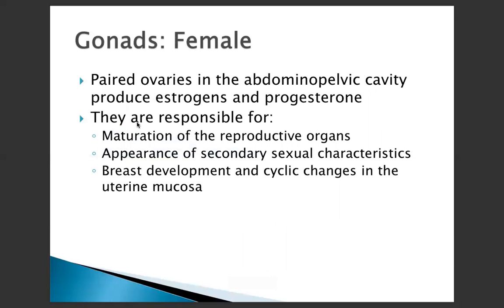Paired ovaries in the abdominopelvic cavity produce estrogen and progesterone. They are responsible for the maturation of the reproductive organs, appearance of secondary sexual characteristics, breast development, and the cyclic changes in the uterine mucosa.